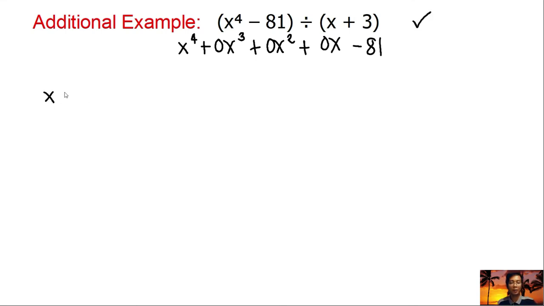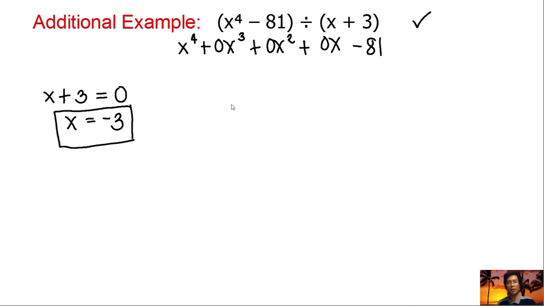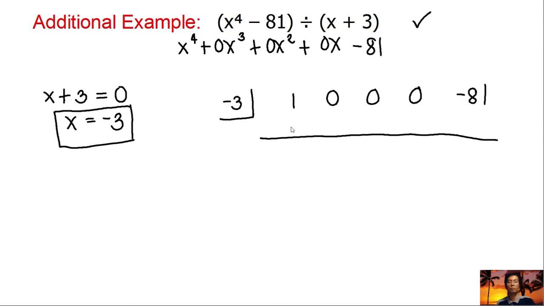So copy our divisor, x plus 3, equate it to 0. Solving for x equals negative 3. Okay, since x equals negative 3, write negative 3, then put the symbol. Write down the coefficients of the terms of our dividend. So dito, you have 1, then you have 0, 0, 0, then negative 81. Now perform synthetic division. Bring down the first number. So ito po magiging 1.